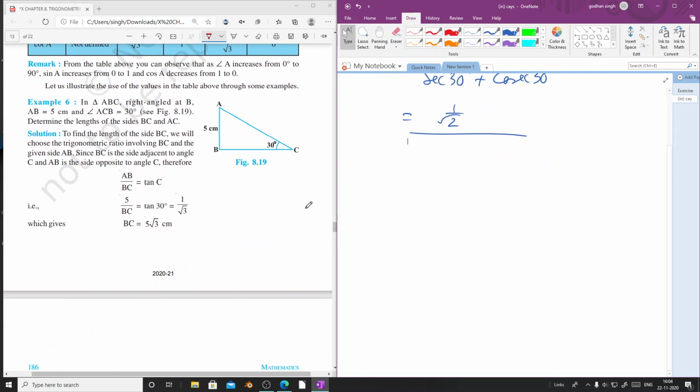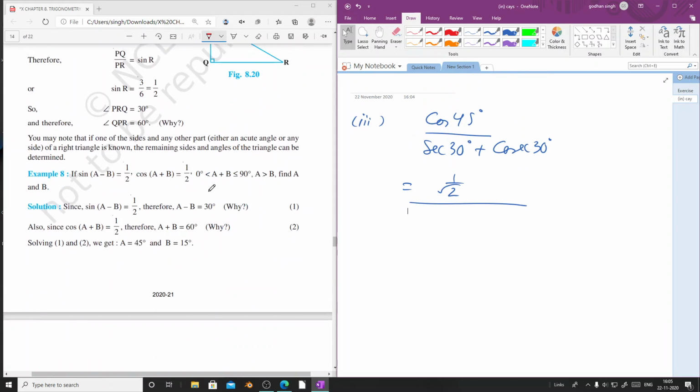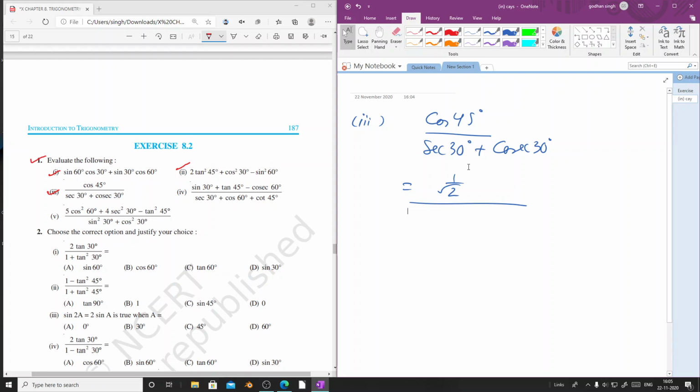For example, here we need to find the value of sec 30 degree. Now, what is sec 30 degree? You know that sec is the reciprocal of cos. That is, we just need to know the value of cos 30. Cos 30 is root 3 by 2. So sec 30 degree will be 2 by root 3. So we write here 2 by root 3 plus, in the same way, cosec 30 degree.